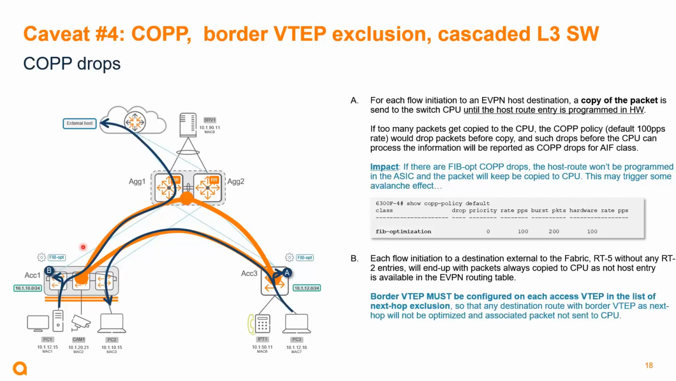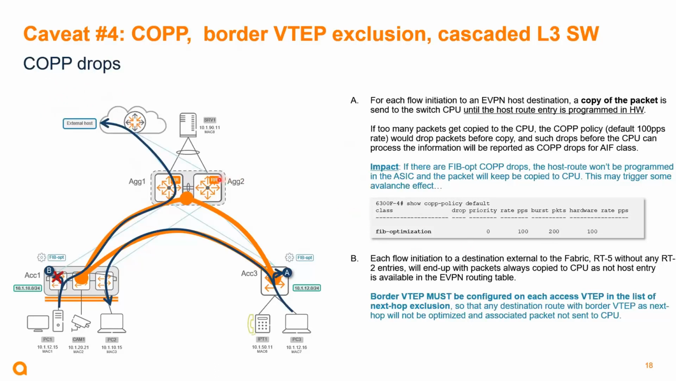We have a way to exclude a next hop for FIB optimization. So any host entry that comes from a particular VTEP as a next hop will not be optimized. It means that it will be programmed if it needs to be programmed. Typically that route type 2 would exist if we have, for instance, inter-fabric communication, right? If we've got traffic to an external host that is in a VRF underlay, for instance, then there is no type 2.